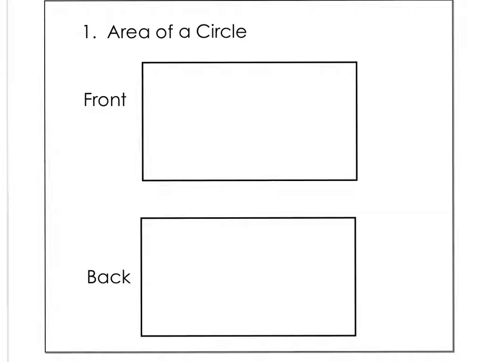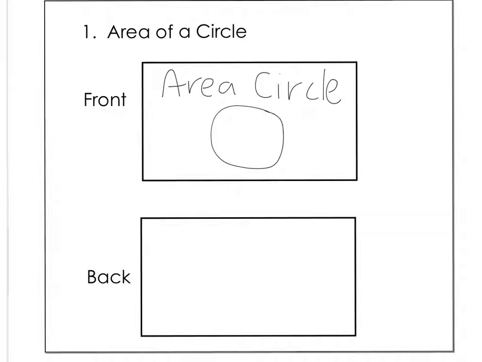So I'm going to write on the front, area, circle, draw a picture, and then on the back side I'm going to write the formula, and the formula for that is pi r squared. And if you can't quite remember what the r stands for in that formula, write yourself a note on that note card. R again stands for radius.